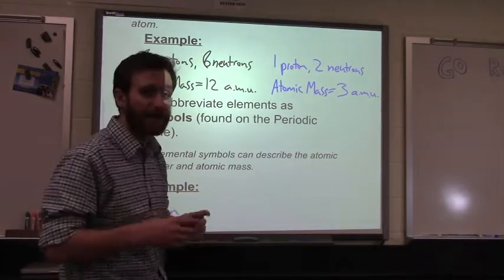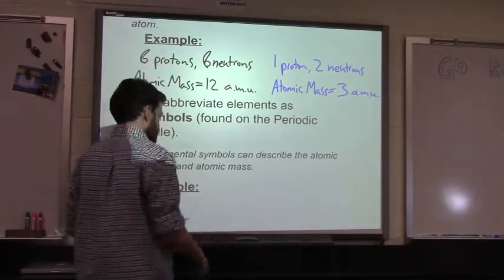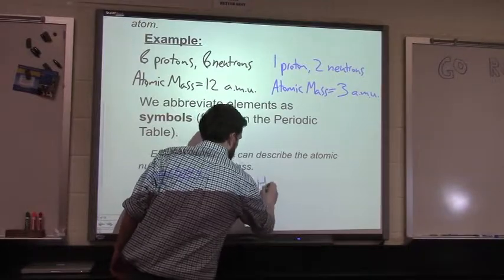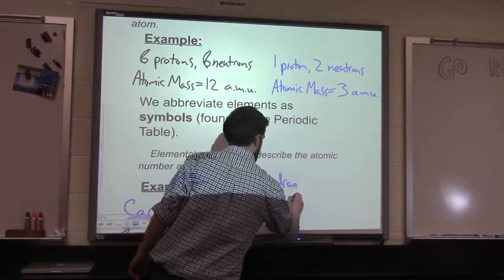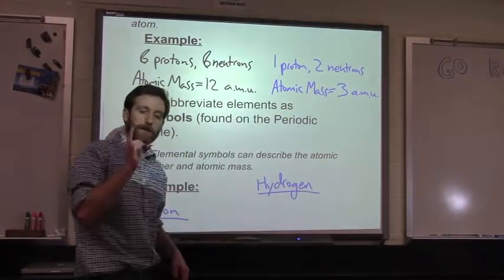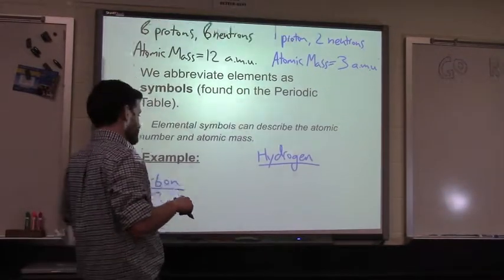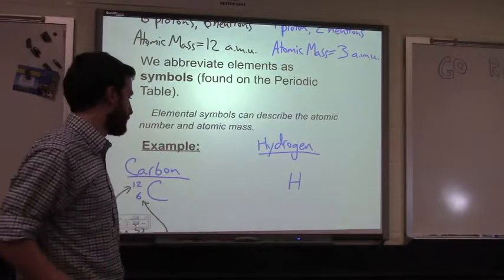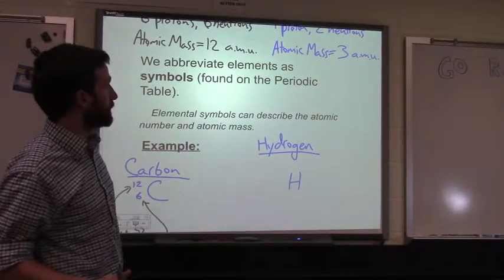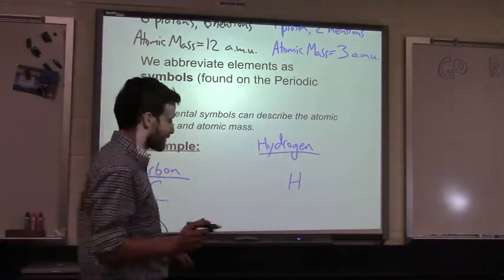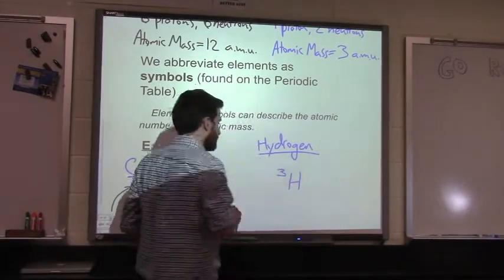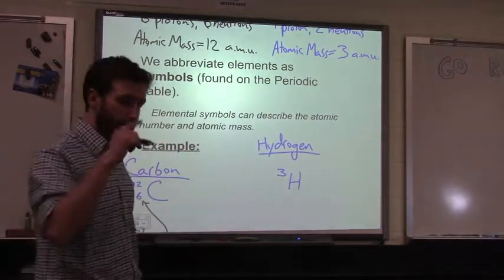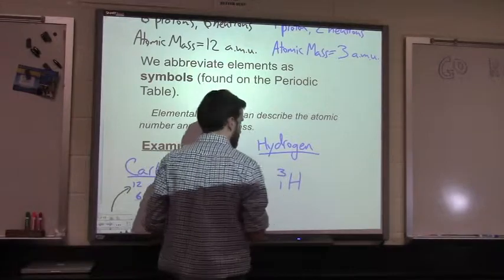Hydrogen has an atomic number of 1. So I know I'm talking about hydrogen, and I use my periodic table to determine that hydrogen's symbol is H. H and nothing more. And I know that this particular hydrogen has an atomic mass of 3 and an atomic number on the bottom of 1.